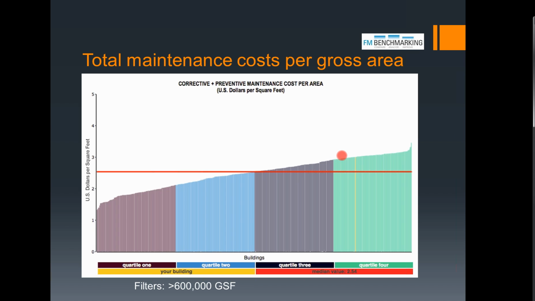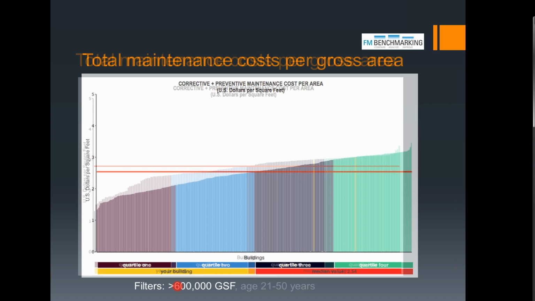And our building's not doing so well in this profile. It's the thin yellow line because there's so many points of data, but it's in the fourth quartile. Not at the end, but certainly not a place anybody really wants to be on a maintenance cost. The only filter we've turned on again here is the 600,000 and greater square footage for the building. Next.